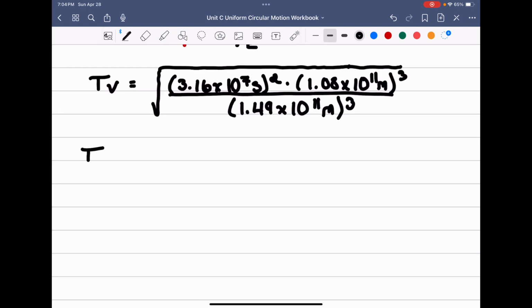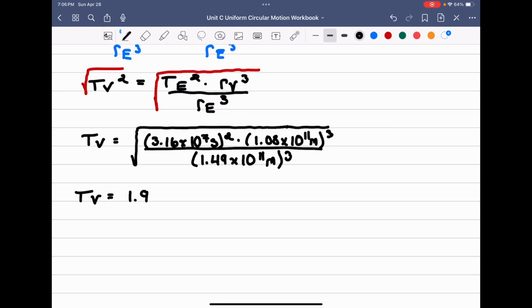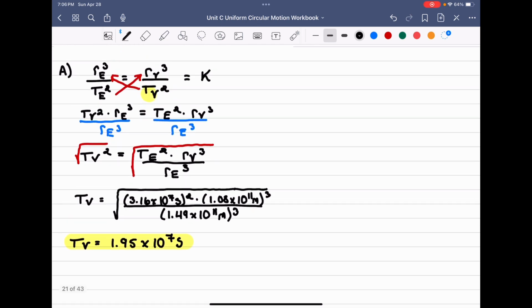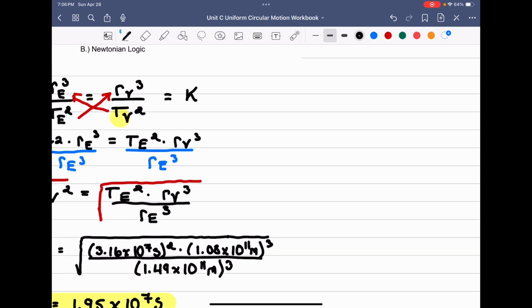Perfect. Now, we're going to calculate the period of Venus, and the period of Venus is equal to 1.95 times 10 to the power of 7 seconds. So this is how long in seconds it takes for Venus to orbit the sun one time. So here's our value. Now, what we want to do is move on to the Newtonian logic, which is stuff that we're more familiar with from today. So one way of dealing with it is this nice Kepler's third law, or in part B, we're going to look at it using Newtonian logic.